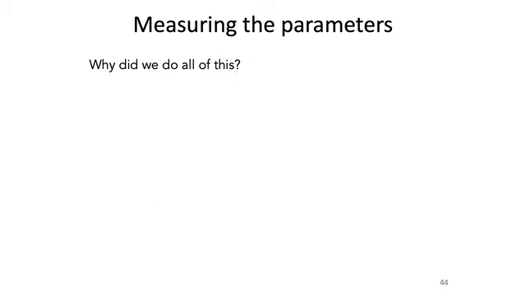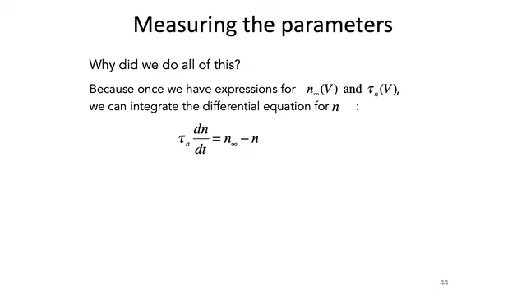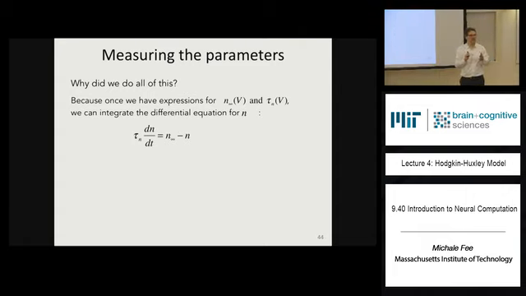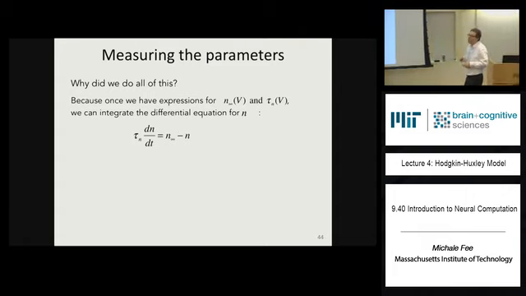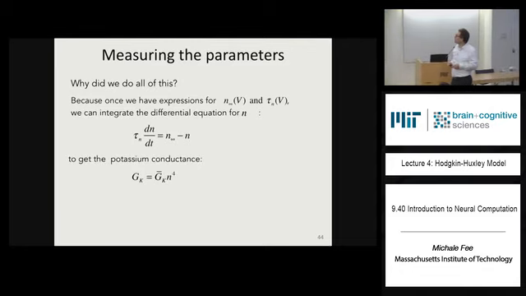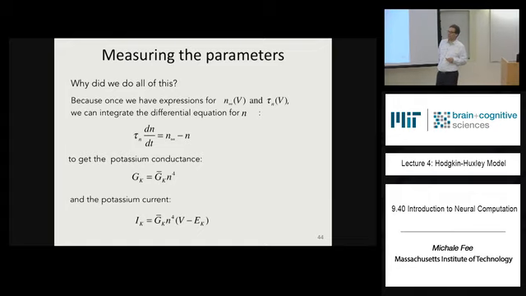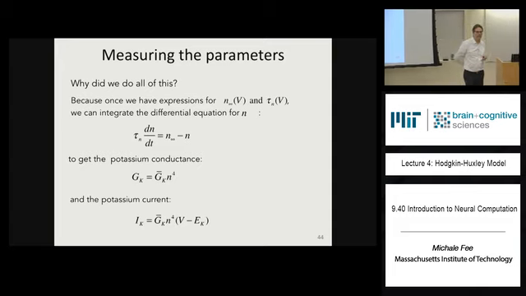Okay, so now let's come back to our picture. We have n infinity and tau n as a function of voltage. Now we can just plug those into this differential equation and solve for n. Well, we already know what that does. n relaxes exponentially toward n infinity with a time constant tau. But you can integrate that numerically. You get the potassium conductance as G times n to the 4. You get the potassium current as G n to the 4 times the driving potential, or V minus Ek. Okay?